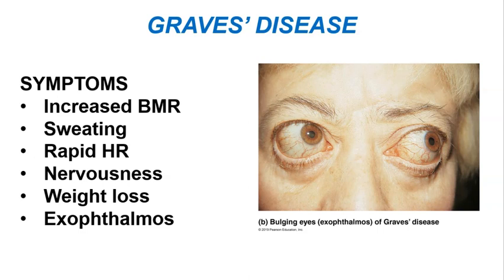Symptoms of Graves' disease are exactly what you would expect from increased secretion of thyroid hormones. We see increased basal metabolic rate as well as increased body temperature, which results in sweating. We also see a rapid heart rate and an overactive nervous system that causes nervousness. Weight loss can also result from increased basal metabolic rate as the body burns more calories at rest, which results in the increased breakdown of both fats and proteins within the body to be used as fuel.